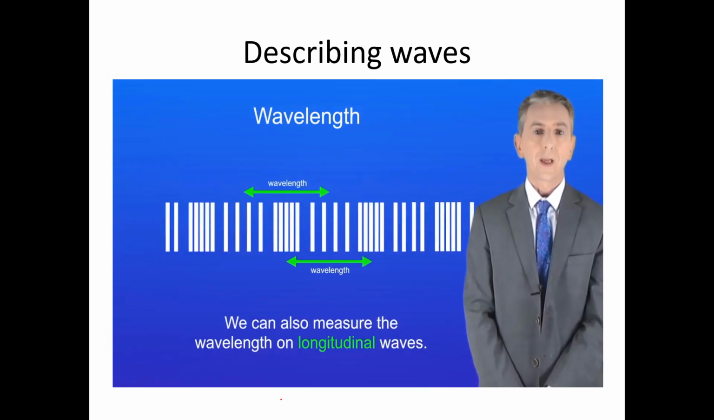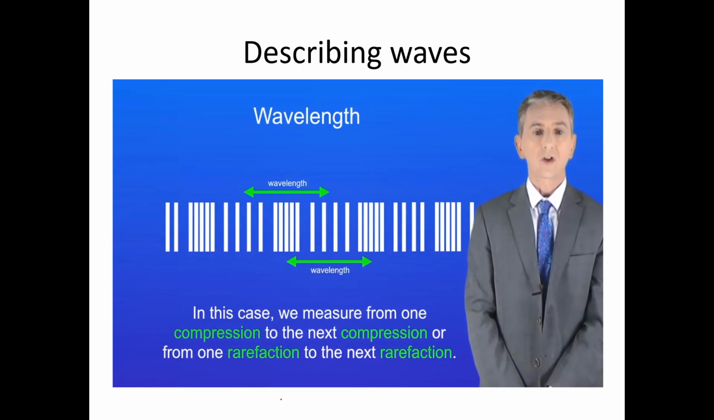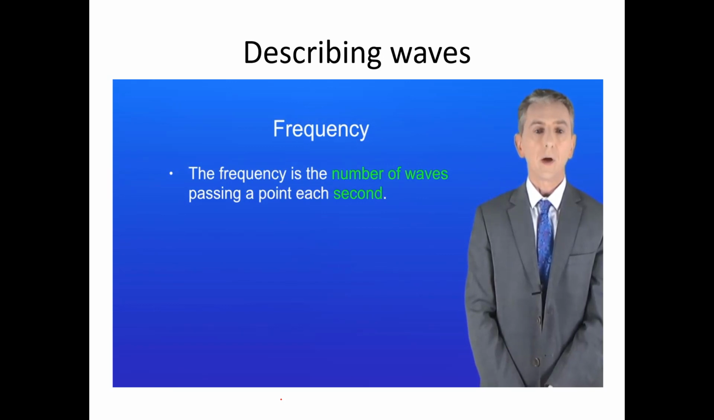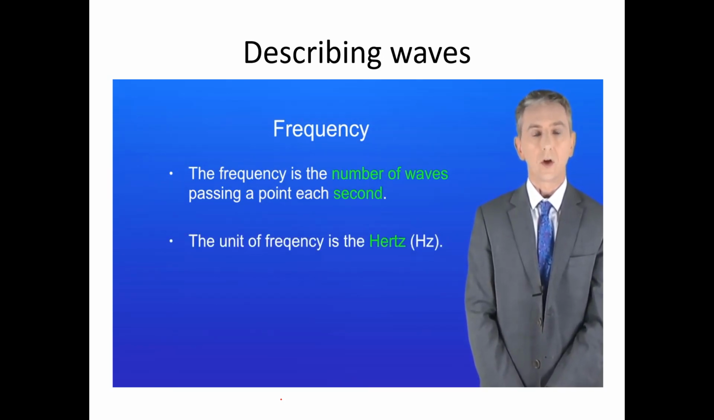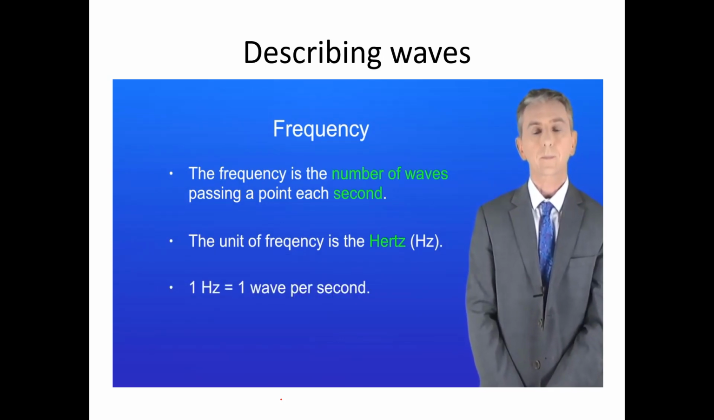Now we can also measure the wavelength on longitudinal waves. In this case, we measure from one compression to the next compression, or from one rarefaction to the next rarefaction. Okay, the next property of waves is the frequency. The frequency is the number of waves passing a point each second, and the unit of frequency is the hertz. 1 hertz equals 1 wave per second.